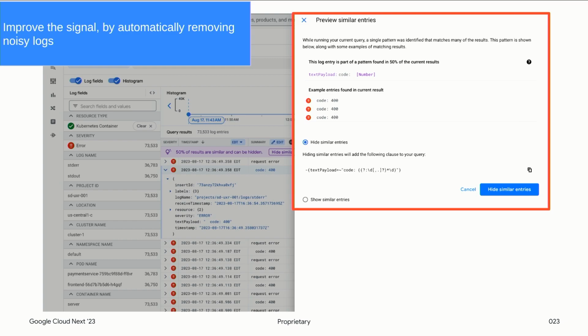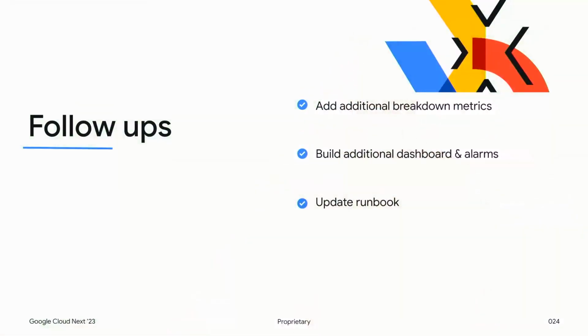But I guess the root cause here is not really that important for this demo. What's really important is how you can go from there. How can you do better if this happens again? You always want to do the follow-ups. Follow-ups such as adding a very specific metric which can better capture these specific issues, adding it to your dashboard, setting up an alarm, and also making sure you update your runbook.